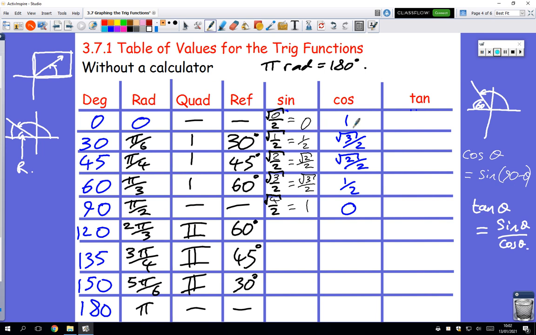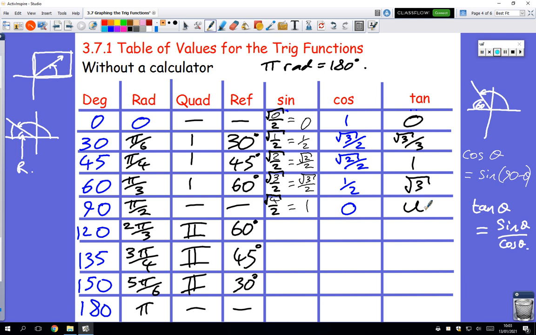0 divided by 1 is 0. A half divided by root 3 over 2, well, that'll be 1 over root 3, or root 3 over 3. Root 2 over 2 divided by root 2 over 2, any number divided by itself is 1. Root 3 over 2 divided by a half, well, that's going to be root 3. 1 divided by 0 is undefined. The tan of 90 is undefined. If you type it into your calculator it will tell you you're wrong.